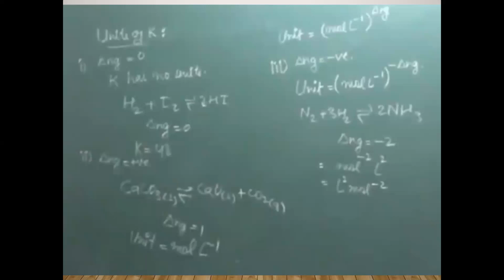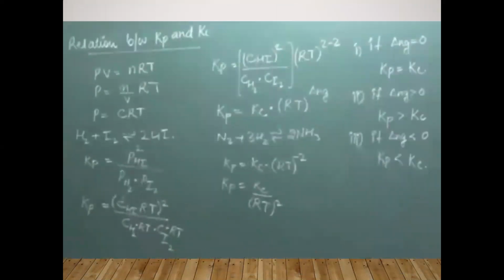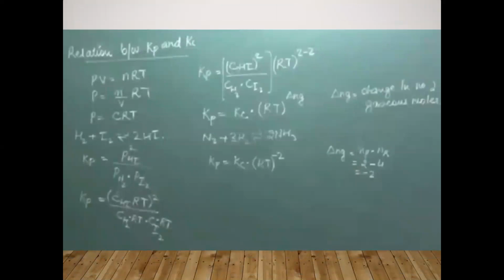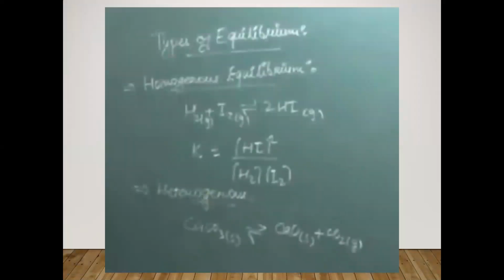So what I have said is that the units of K are also dependent on the value of delta Ng. Clear? And another thing is also dependent upon delta Ng. What is that thing? What we have calculated here: whether Kp will be greater or Kc will be greater. So these two things are dependent on the value of delta Ng.